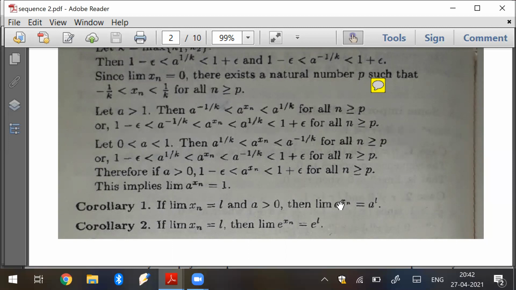Just like that it is happening. And how is it happening? We have just explained it. Okay. Similarly, here this also follows.